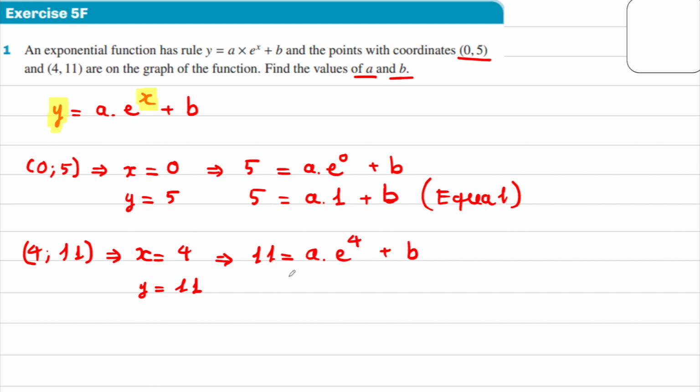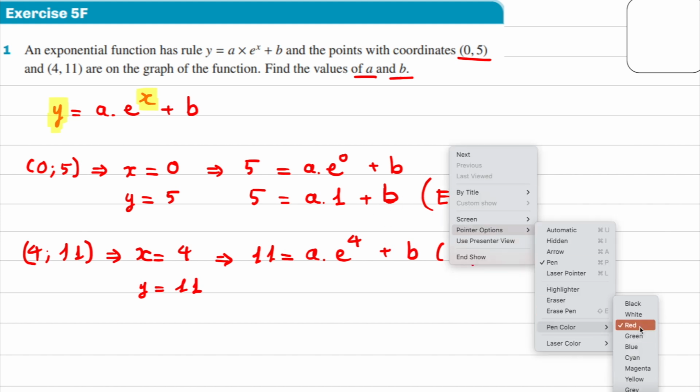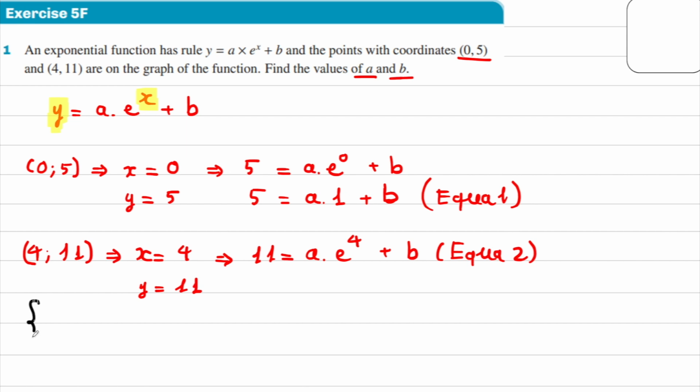Okay, and this is not easy. After substituting 2 points, you got two equations. The first equation is this one and the second one will be here. Now we can use this one and make the simultaneous equation between the two. Here, not y, this has to be 5. That is equation 1, 5 equals a plus b, and the second one will be 11 equals a e to the power of 4 plus b.